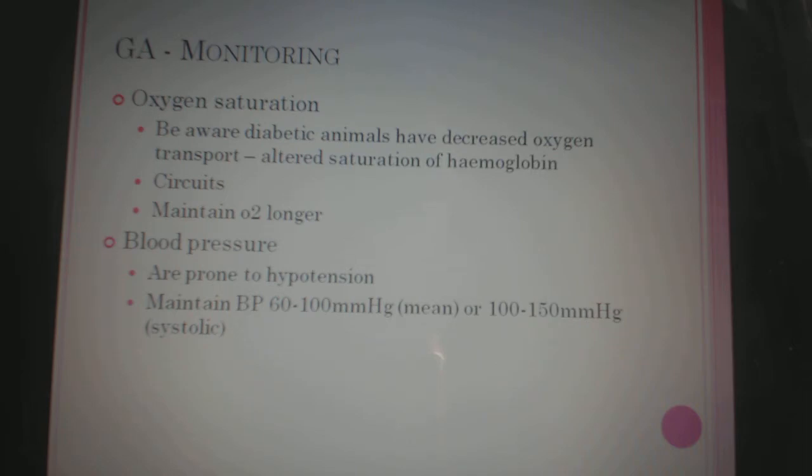Blood pressure. We already mentioned that these animals are prone to hypertension, so we should aim to maintain their blood pressure between 60 and 100 millimetres of mercury if you're looking at a mean blood pressure. If you're looking at systolic, you want to maintain it a little higher, which is 100 to 150.